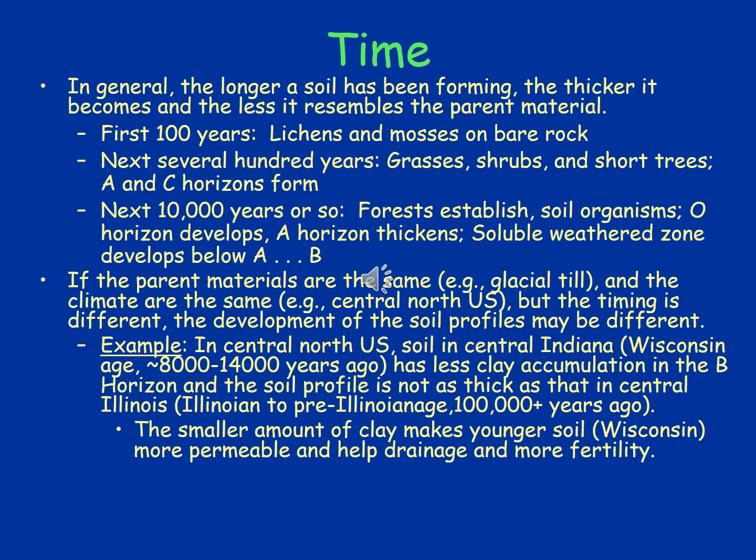So in the central north US, like Indiana, you've got soil that's been around for about 8 to 14,000 years. The bedrock was exposed about 10,000 years ago, and it has a lot less clay accumulation in the B horizon, and the soil profile is not nearly as thick as that in central Illinois, where the bedrock was exposed and started soil formation about 100,000 years ago. So everything else is the same, the climate, the parent material. It's just the amount of time that is why these two soil types are so different.